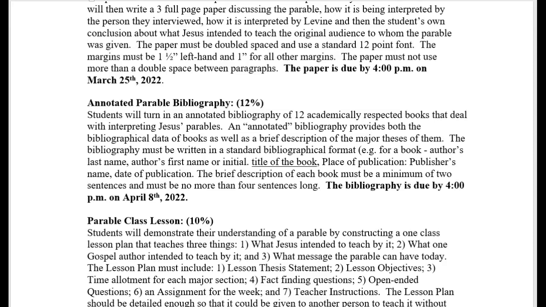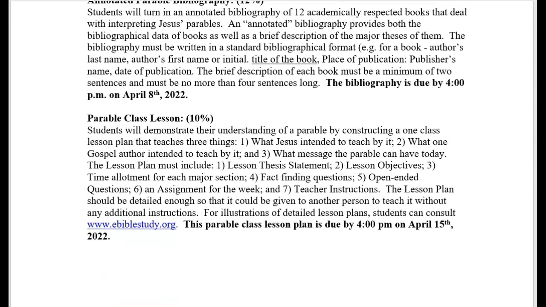That bibliography is going to be due at 4 p.m. on April the 8th. The other writing assignment is this parable class lesson. And so you're going to here demonstrate your ability to understand a parable and how you might teach that parable in some kind of class setting. For some, it may be thinking about a Sunday school class, or you might think about how you would organize it for some kind of talk.